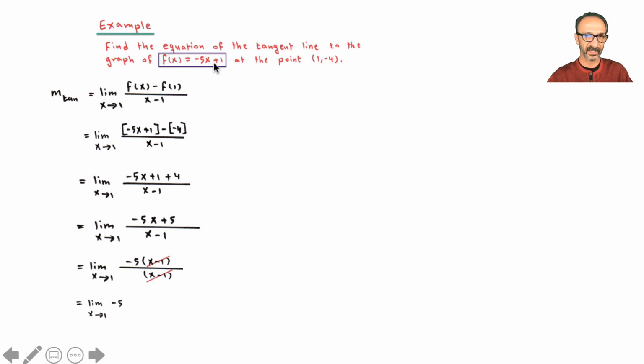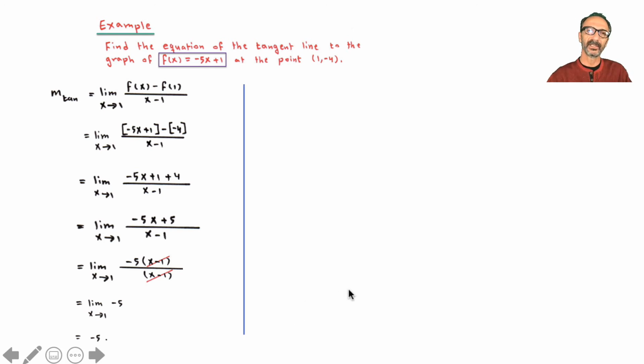Okay, so one example is not enough. I have more examples. Notice this cancels and I have -5, but what's the limit of -5 as x approaches 1? You know the limits. There is no x involved here, so -5 is not going to change or go anywhere. It's going to be -5.